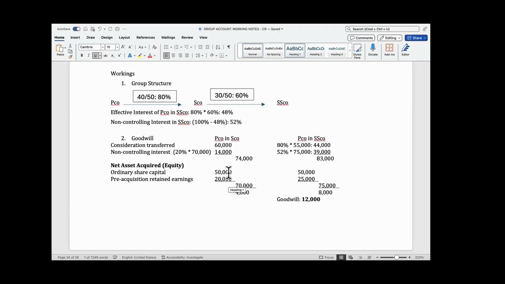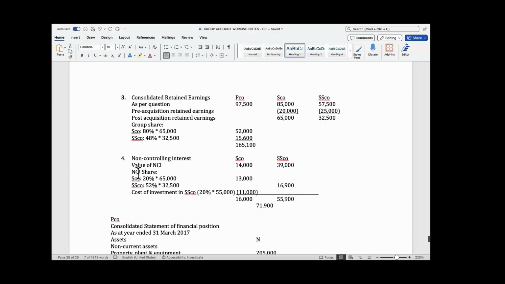However, we carefully analyzed the cancellation when we're determining this consideration transfer to ensure that when it comes to how much we paid in SSCO, we don't mistakenly go and do 48% of 55,000. That is absolutely wrong, because our holding in the company that actually paid this 55,000 is 80%. So what we paid out of it is 44,000. And not forgetting the fact that the balance will be borne by NCI.